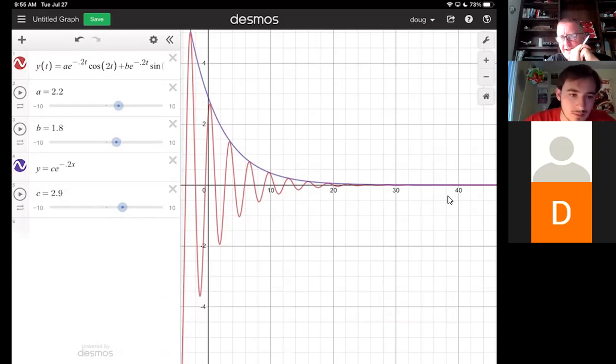But notice it's damping. This is an example of a damped spring, or like where gravity is working on the kid on the swing. And so they're actually slowing down according to e.